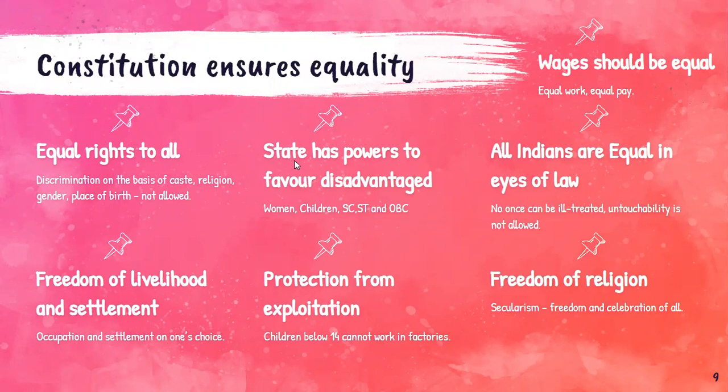The constitution says that the state has the power to favor disadvantaged people, people who are discriminated against. For example, if you recall last class, I was talking about how the state made provisions to ensure that all the girls get the chance to go to school. Till 14 years of age, they have made education compulsory and free for all, right? So they favored women and children, by making laws and rules.